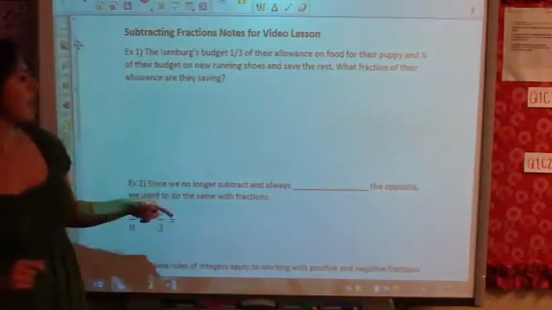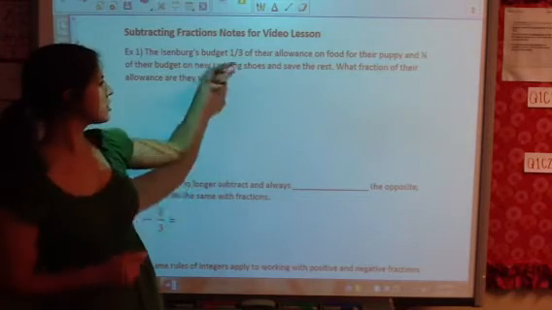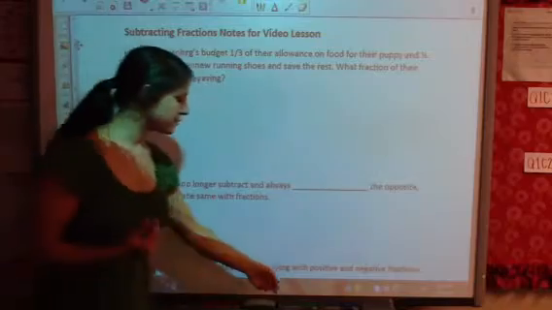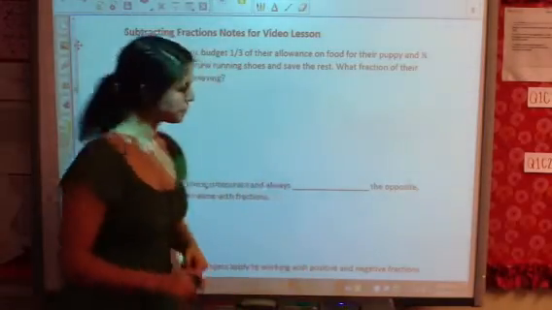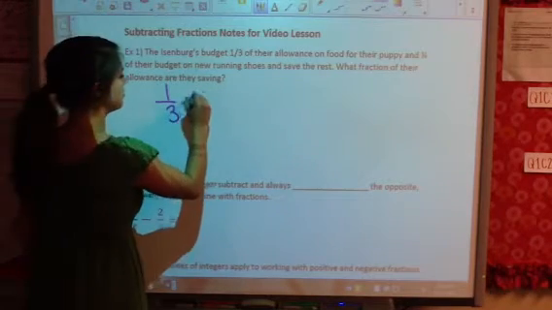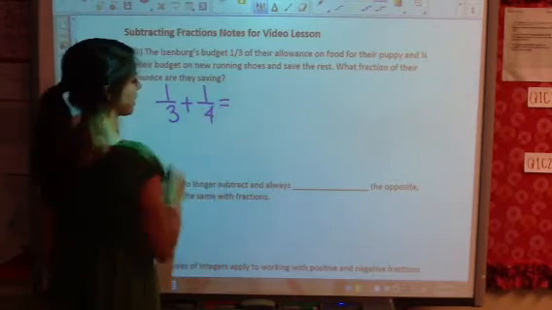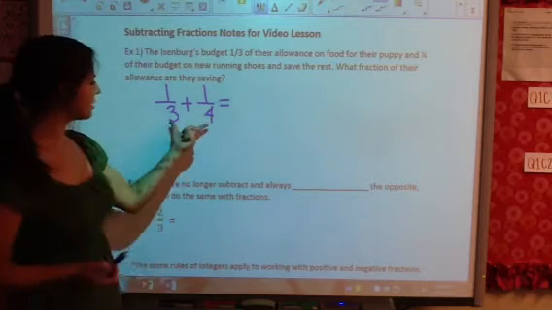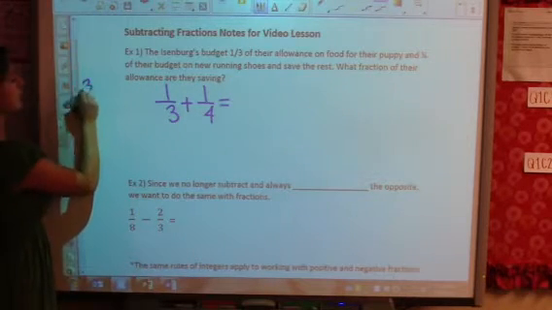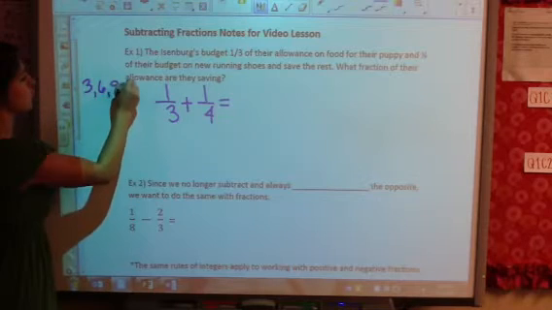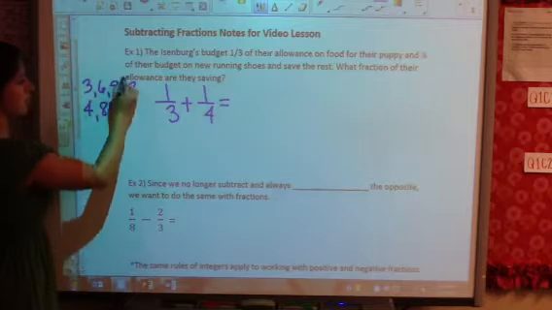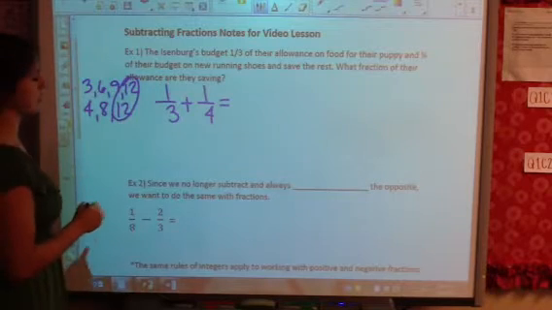What fraction of their allowance are they saving? Okay, so they're spending 1/3 and 1/4. So first we're actually going to add. So 1/3 plus 1/4. Now to do this, we want to find that common denominator of 3 and 4, okay? And we can list those out if we need to. 3, 6, 9, 12. And 4 would be 4, 8, 12. So we can see that common denominator is going to be 12.